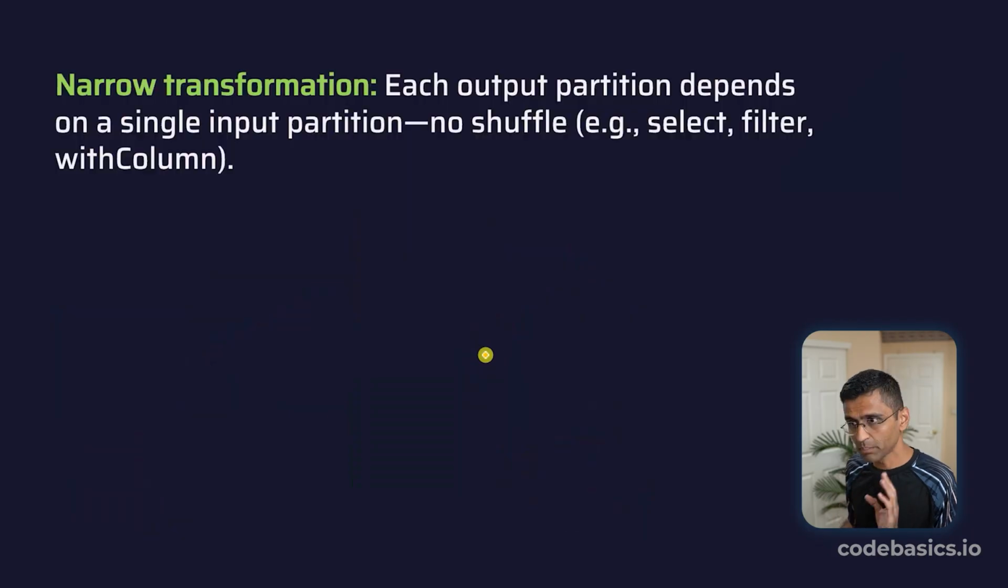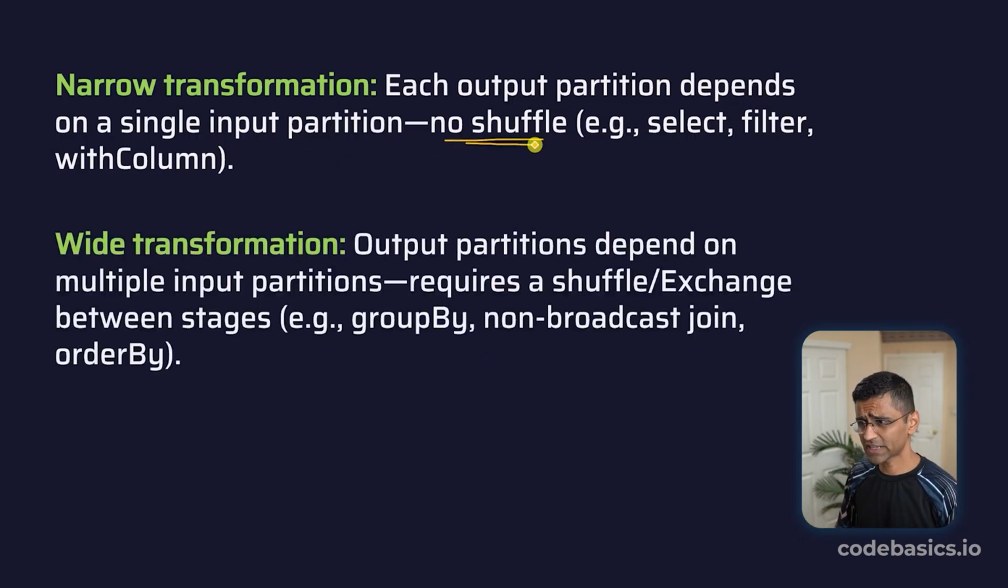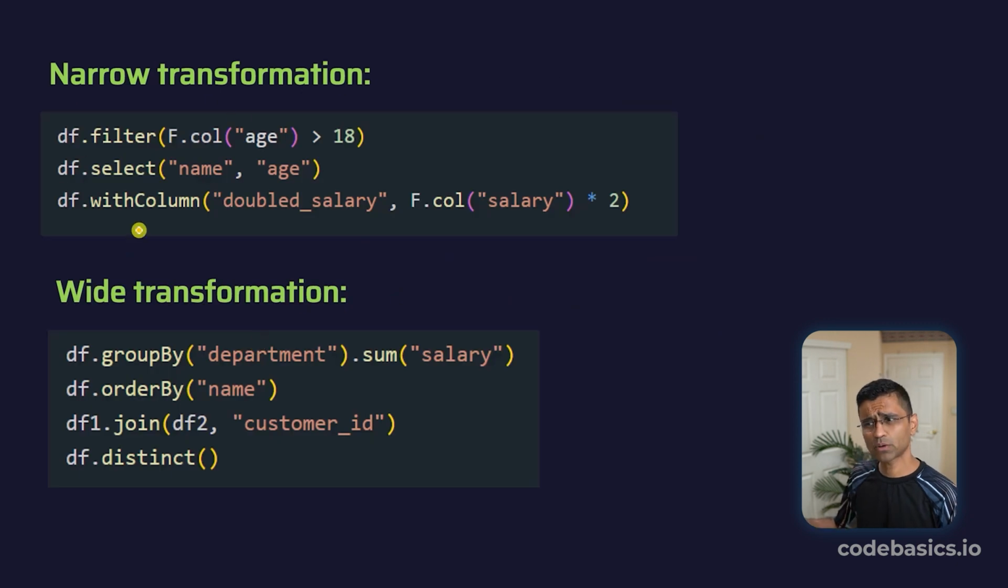transfer between different machines. So in a narrow transformation, each output partition depends on a single input partition. So there is no shuffle essentially. Whereas in a wide transformation, an output partition depends on multiple input partitions and requires shuffle or exchange between the stages. These are examples of narrow transformation: you want to filter on a certain column, select certain columns, create a new column, a map type of operation.